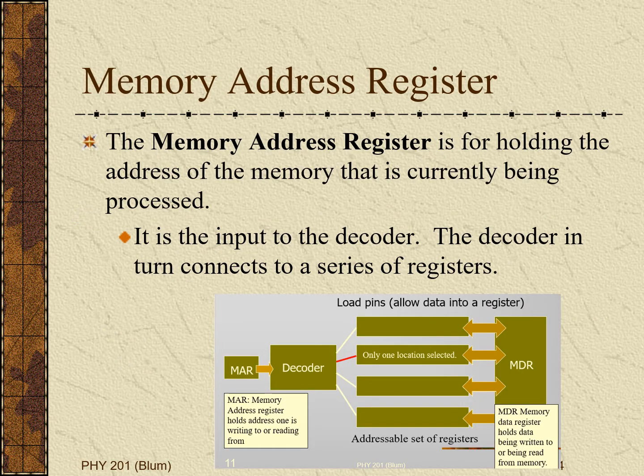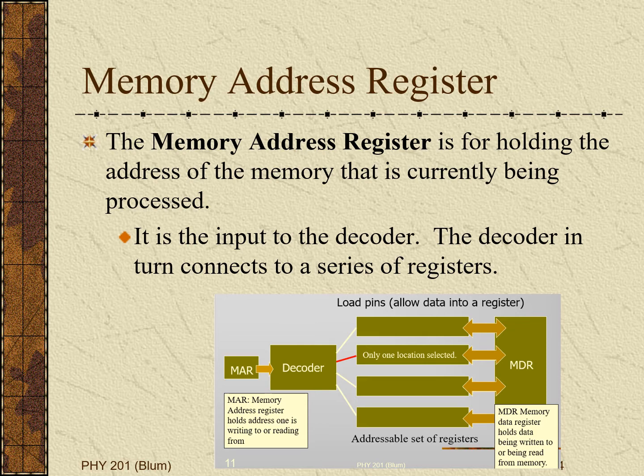RAM has not only the addressable set of registers, but it also has some special purpose registers that are involved in its use. One of them is the memory address register. The memory address register is a register that holds values, and what it holds is the input to the decoder. It holds the address, hence the name memory address register. It feeds into the decoder, so it supplies the address to the decoder.